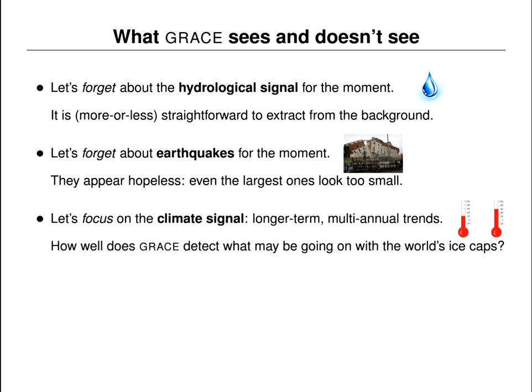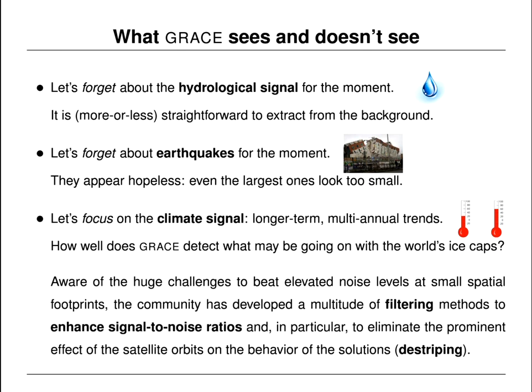And I'll show you some examples of looking at the climate signal, which is about the longer-term, multi-annual trends, where I'm going to try and answer the question, how well does Grace detect what may be going on with the world's ice caps? So this whole business of differencing and filtering and these spurious stripes that show up is all well known in the community, and there is a whole industry devoted to designing filters to take out these known artifacts. So you can find 5 to 10 to 15 papers on filtering techniques to enhance the signal-to-noise ratio, to de-stripe, to get rid of the correlated errors, and to come up with a clean signal.